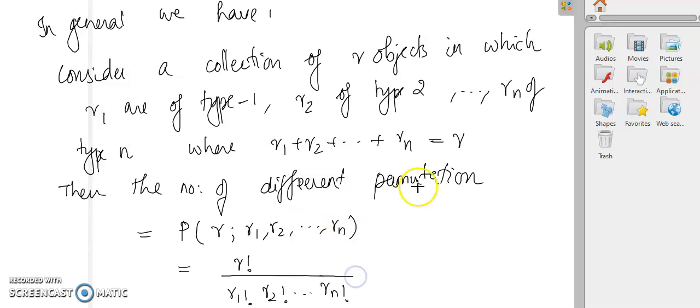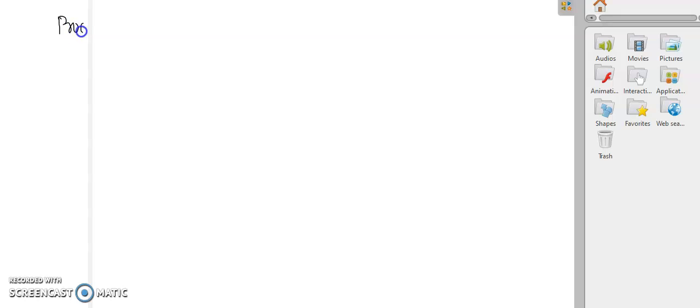So if you have R objects where R1 is of type 1, R2 of type 2 and Rn of type n, then the number of different permutations will be R factorial by R1 factorial, R2 factorial, etc. Rn factorial. So let us see the proof for this result. So you have R objects. Now let us start with the first object.